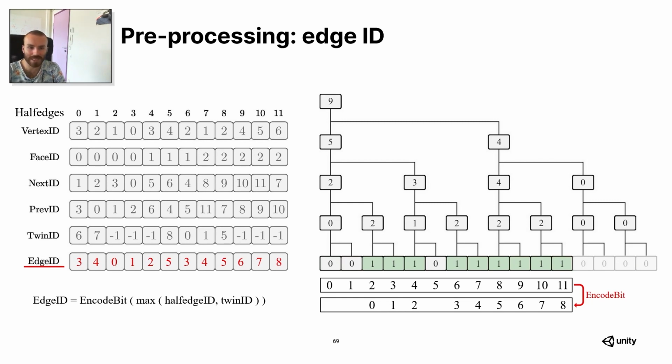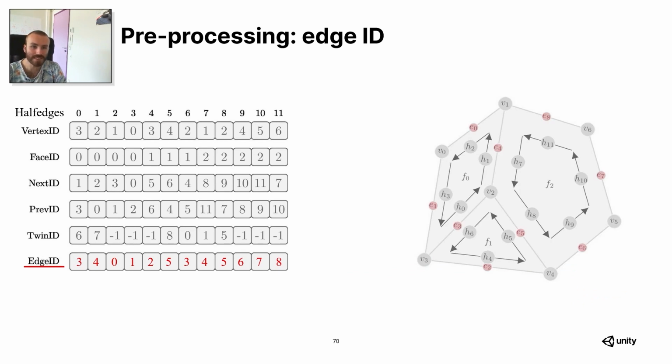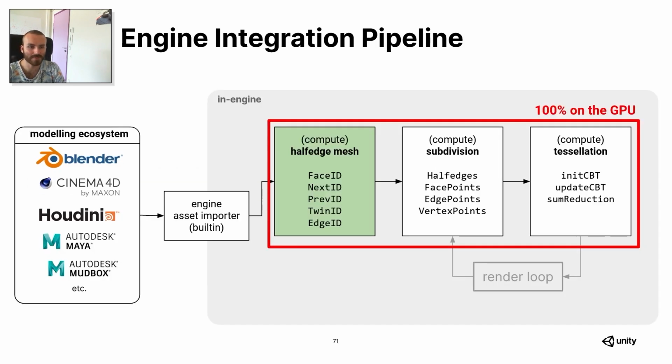Once we're done, we get 9 active bits in the bit field, which is as much as individual edges in the mesh. And we can use the same binary search operators as before to map from our 12 half-edges to the 9 edges. This step allows us to guarantee that both half-edges that are carried by the same edge will have the same edge ID.